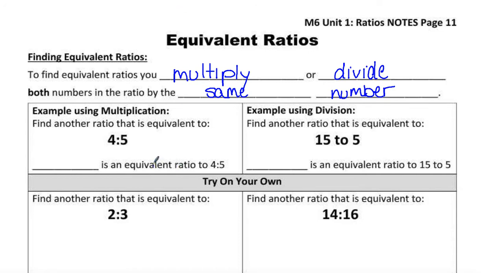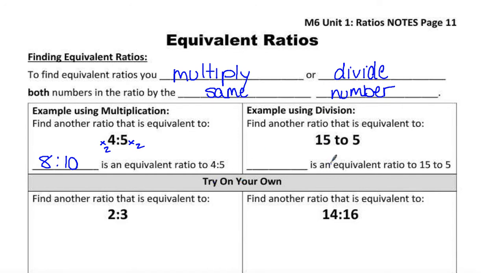So let's talk about a multiplication example. Say we were to multiply these both by 2. So we multiply the left side and the right side both by 2. An equivalent ratio would be 8 over 10, or 8 to 10 would be an equivalent ratio to 4 to 5 because we just multiplied the ratio by 2.